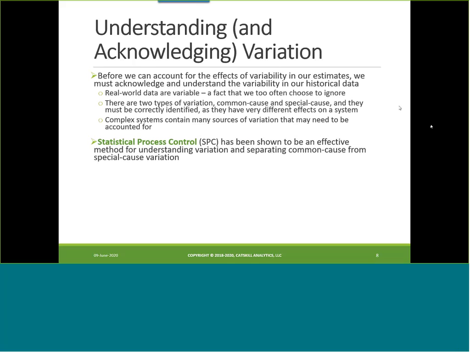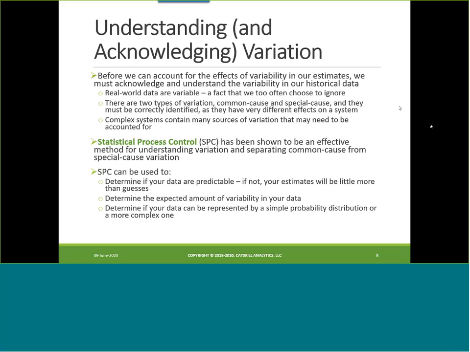The process that I've been using for years and have used with a number of teams, and we've had very good luck with, is our old friend statistical process control. It's been shown to be an effective method for understanding variation and also for separating common cause from special cause variation. It can be used to first determine if your data are predictable.